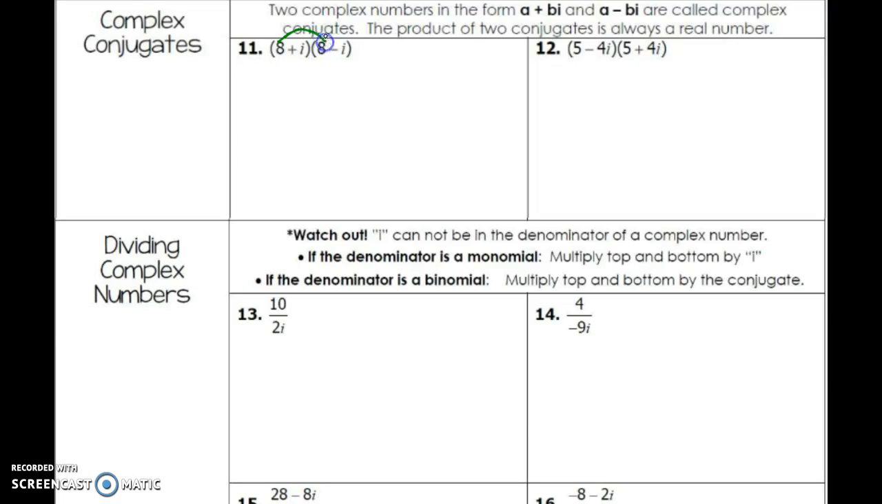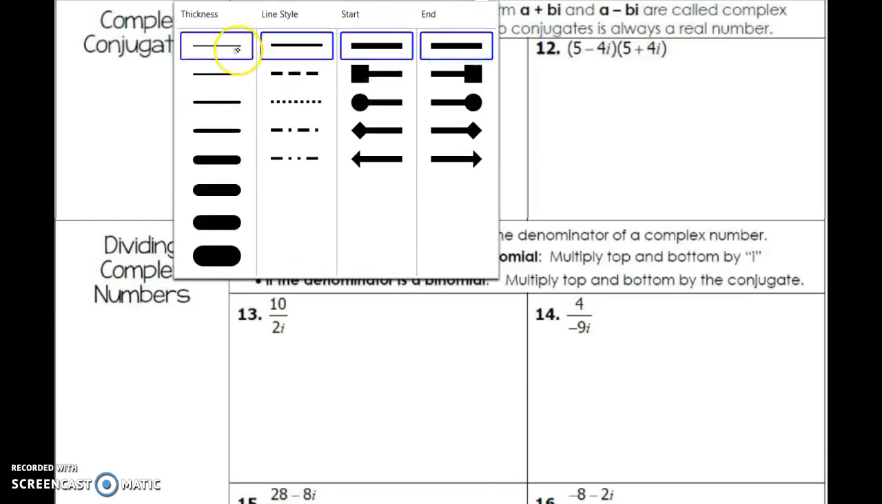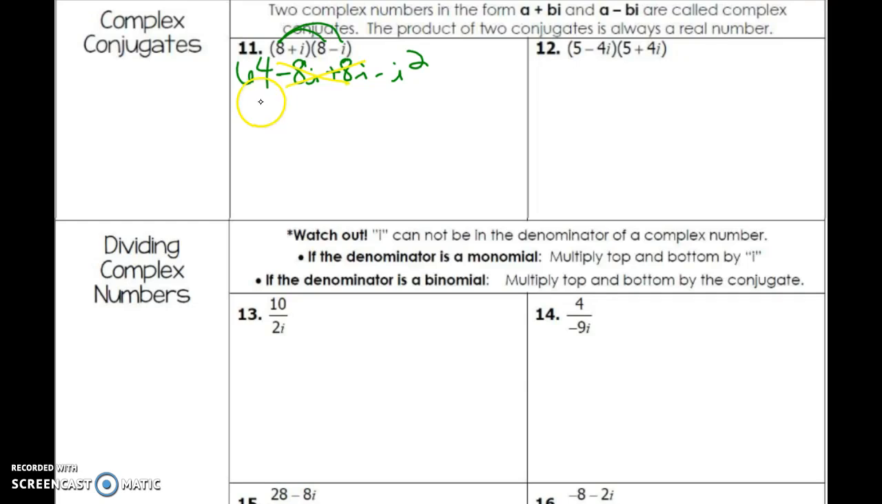So if we take 8 times 8, we get 64. And then you do outside minus 8i. And then inside plus 8i. And finally last minus i squared. Notice that those 8i's end up canceling out. It's kind of like the difference of squares, how that O and I term end up just canceling. So you end up getting 64 minus, remember i squared is negative 1. So it's going to be 64 plus 1. Oops. 64 plus 1, or just 65.